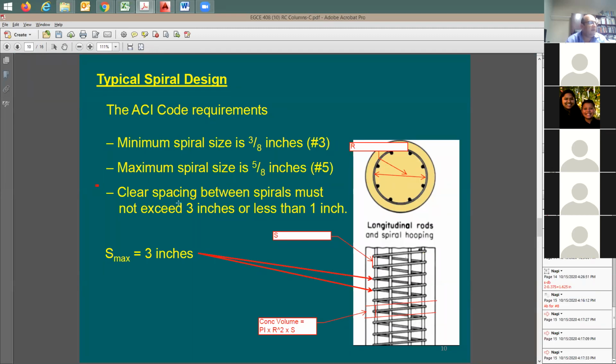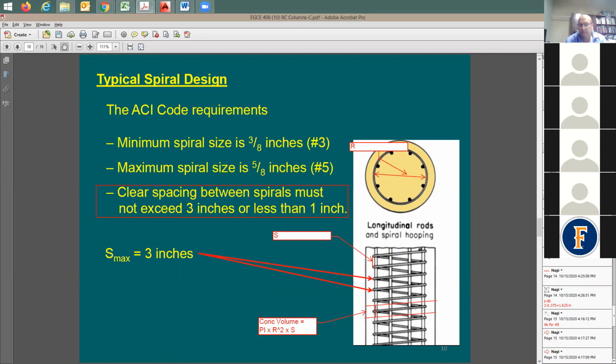You see that? Clear spacing. This is for the clear spacing, right? Not center to center. Maximum 3 inches, minimum 1 inch. Okay, got it. Thank you. We're good. All right. More questions on the spiral columns?